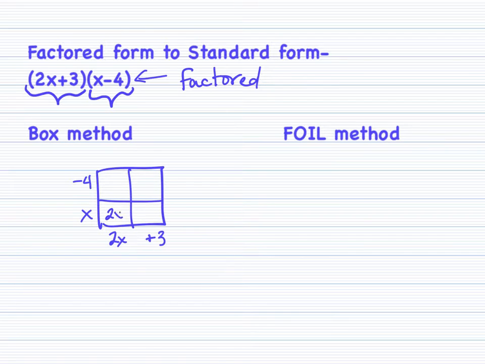2x times x is 2x squared. 2x times negative 4 is negative 8x. x times 3 is 3x. And negative 4 times 3 is negative 12.